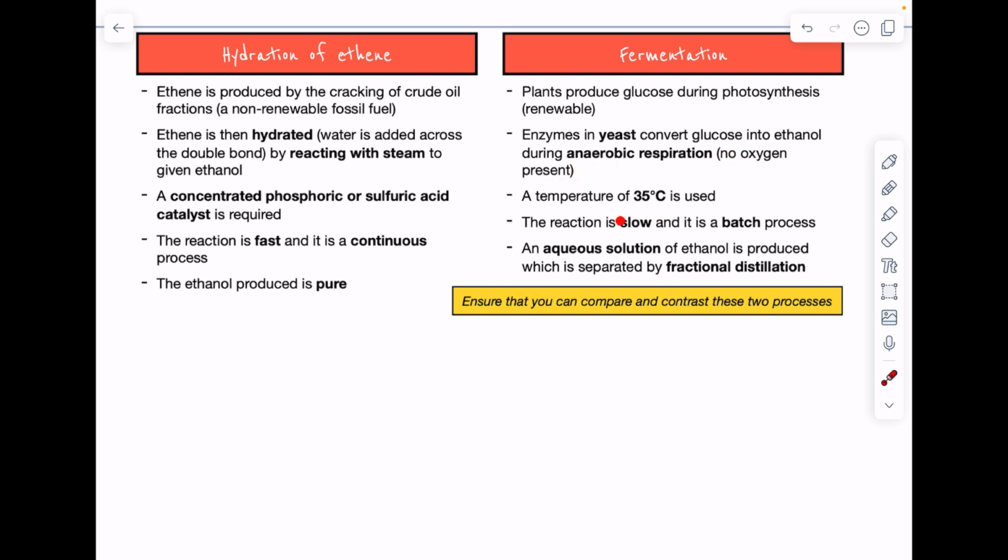We need an optimum temperature for the enzymes of 35 degrees. As a result of this lower temperature, we're going to have a low rate of reaction. A batch process takes place, and we're going to have an impure product, which we can purify through use of fractional distillation.